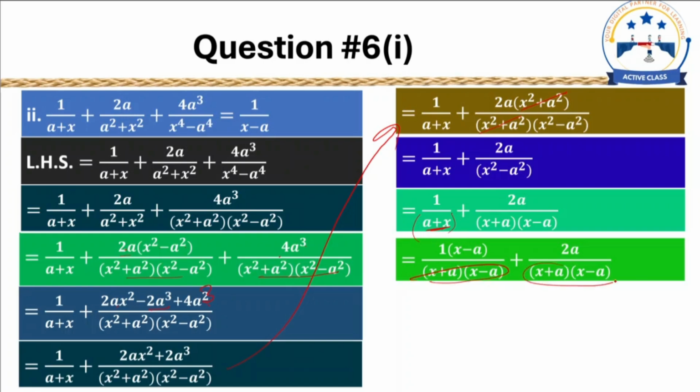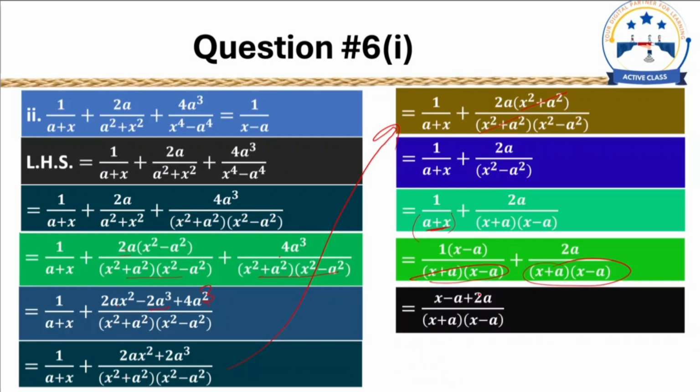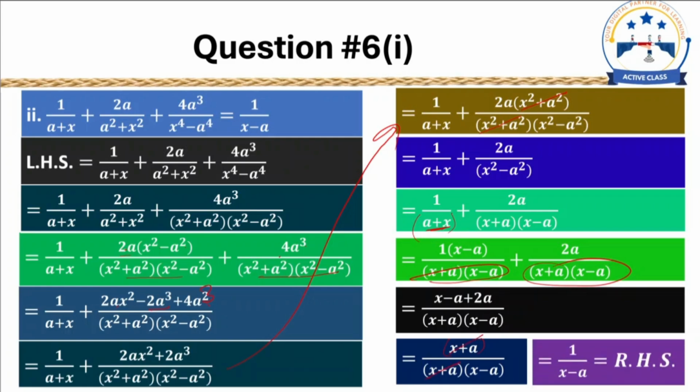Again, the denominators are same. That means just multiply and simplify the numerator. x minus a plus 2a. Minus a plus 2a is, of course, plus a. Now we can cancel this x plus a and x plus a. Ultimately, you will get 1 by x minus a, which is the right hand side. We proved. And that's it.